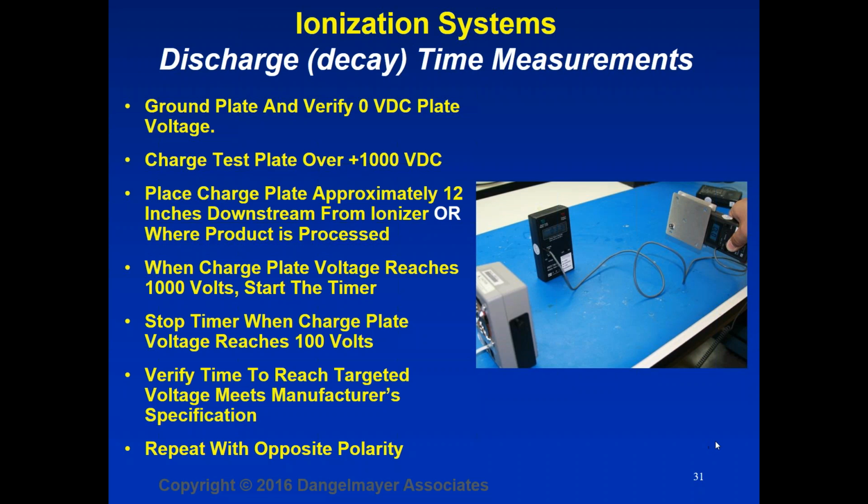We're going to charge the plate to 1,000 volts, and when it reaches 1,000 volts, we start the timer, and then we stop the timer when the charge plate voltage reaches 100 volts because of the ionization. We want to verify that the time to reach the targeted 100 volts meets the manufacturer's specification, or it meets your facility specification. You may have a different specification than the manufacturer. And then you need to repeat this testing for the opposite polarity. You need to test both plus 1,000 volts and minus 1,000 volts.